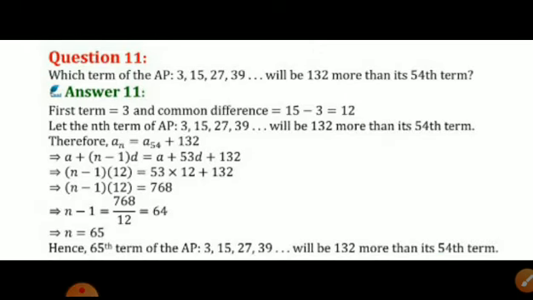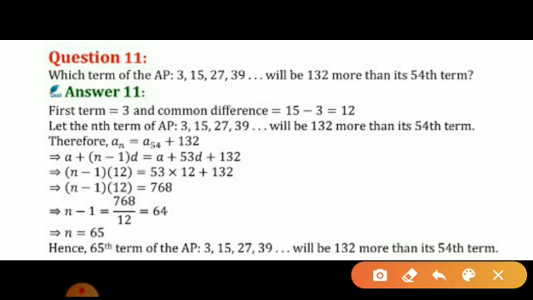Now see the next one. Which term of the AP 3, 15, 27, 39 will be 132 more than its 54th term? Which term? That means first term, second term. So what you have to find is the value of n. It is not just 132, it is: which term of an AP will be 132 more than its 54th term?